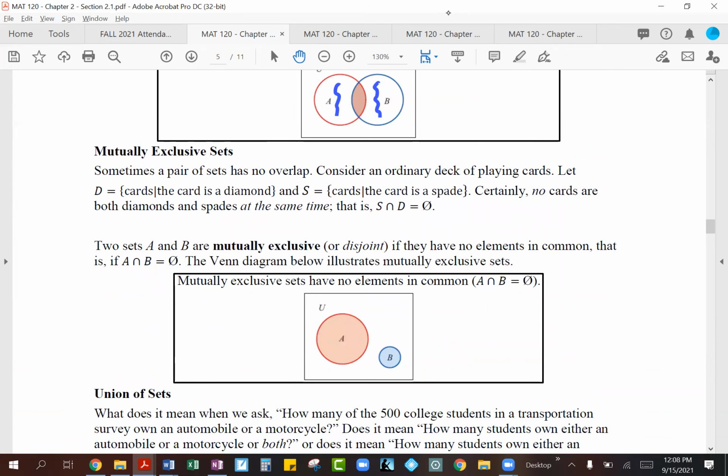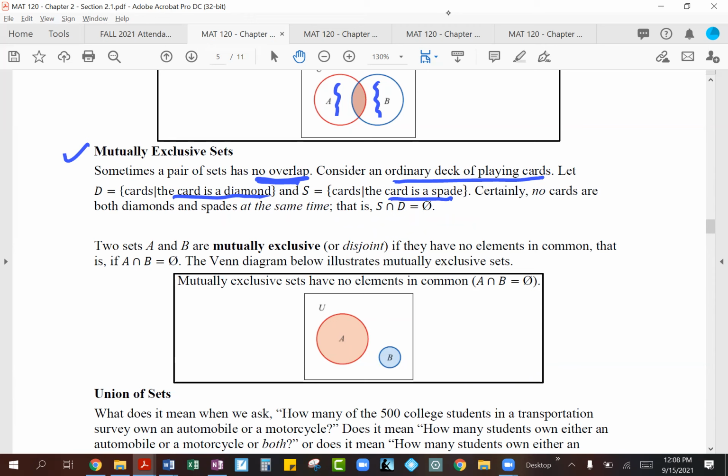All righty, let's see. Another piece of terminology is what we mean by mutually exclusive sets. Sometimes a pair of sets may have no overlap, so there's nothing common between the two sets you are looking at. Here they're using an ordinary deck of playing cards to show us an example. Set D contains the cards that are diamonds, and set S contains the cards that are spades. If you think about a deck of cards, obviously a card is going to be in the suit of diamonds or the suit of spades, and there's going to be no overlap.